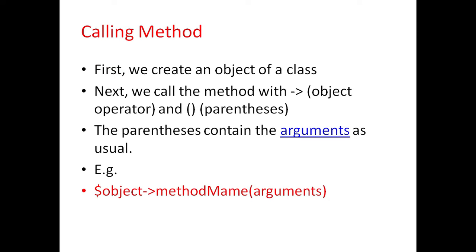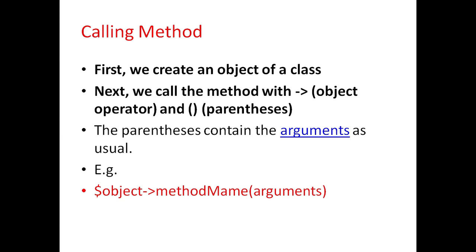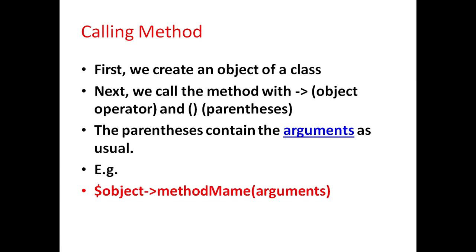To call a method, first create an object of a class and then using the object operator call the method. The parenthesis with the method contains the arguments as usual. For example, object, then object operator and then method name.